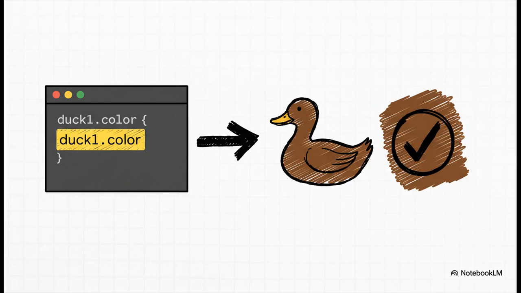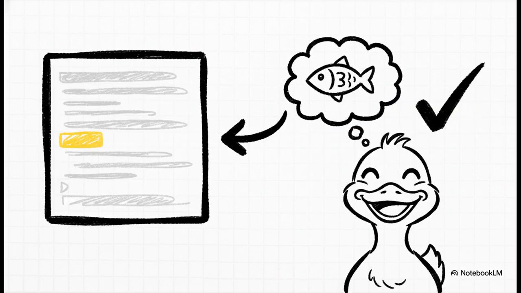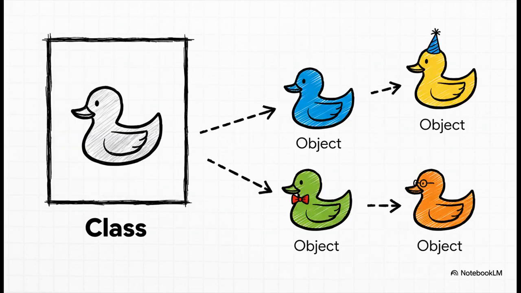First up, we ask for its color, and the result is exactly what we put in the blueprint, brown. Awesome. And its sound? No surprise here, it's quack. And finally, what's its favorite food? We get fish. Our object is a perfect, living, breathing instance of the blueprint we designed. So here's the absolute core of it all. We used one blueprint, the class, to create one specific thing, the object.